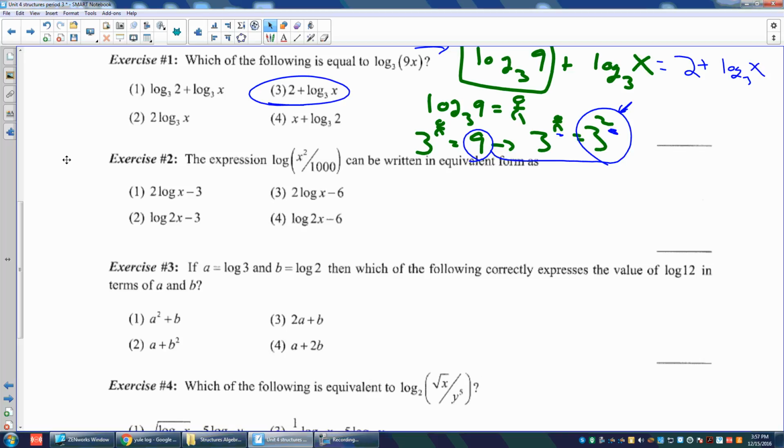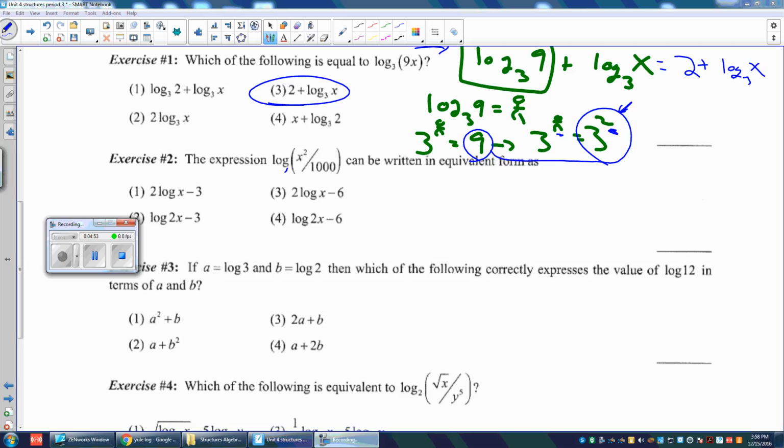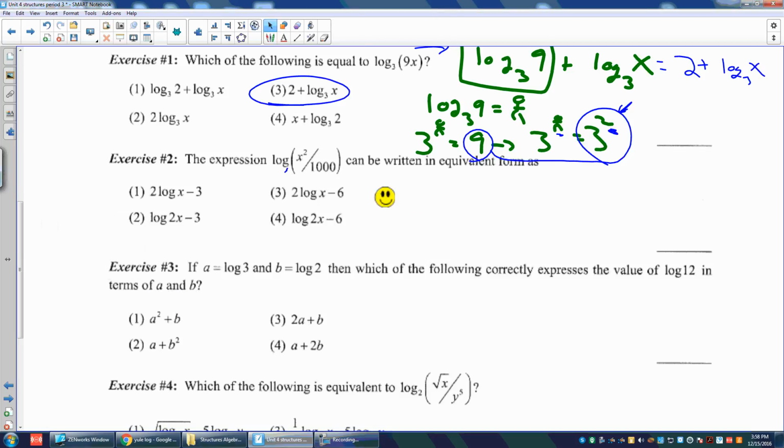The expression log inside parentheses x squared divided by 1,000 can be written in what form? Remember, that's a base 10. So we're going to use our division rule. Log base 10 of x squared minus log base 10 of 1,000.